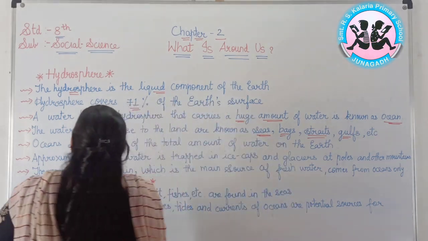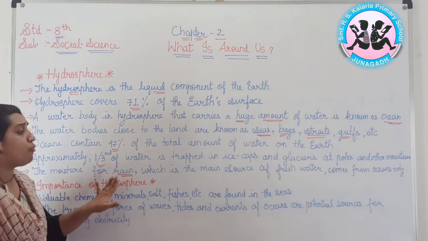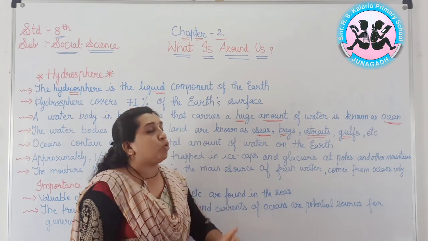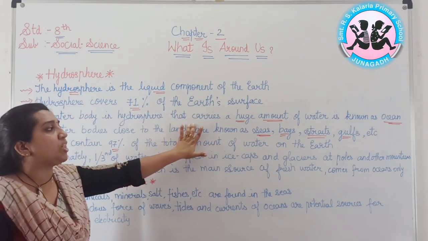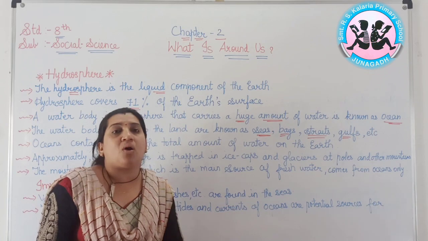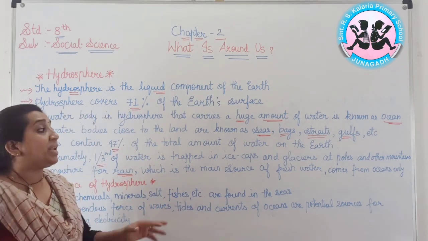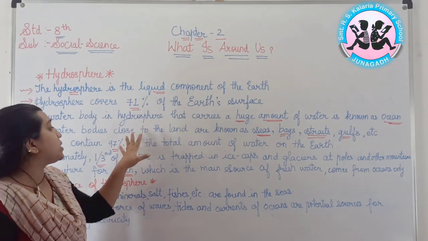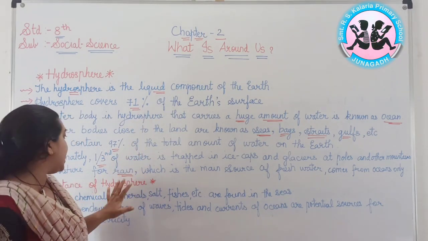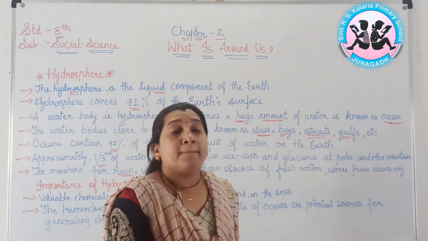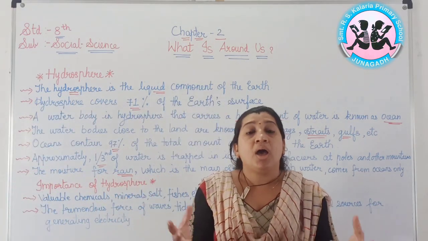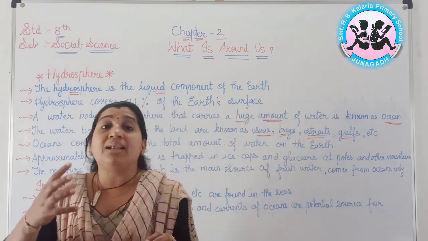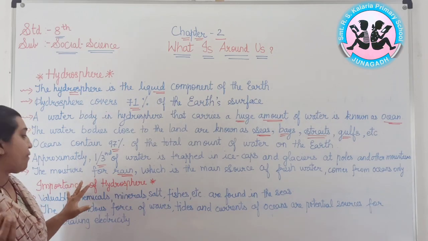So here it is said that the moisture for rain, which is the main source of fresh water, comes from the oceans only. What I already discussed with you is that the clouds of rain are always generated by the oceans, because they contain 97% of the water surface area. With evaporation, the water gets converted into water vapor form, and it forms rain droplets.